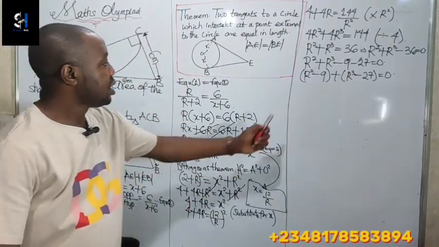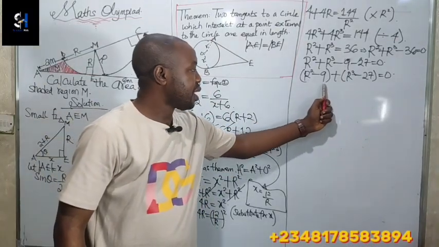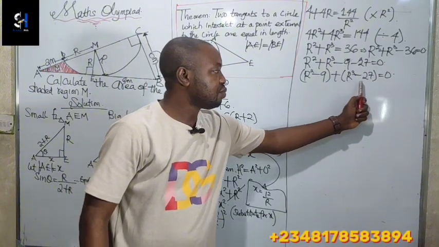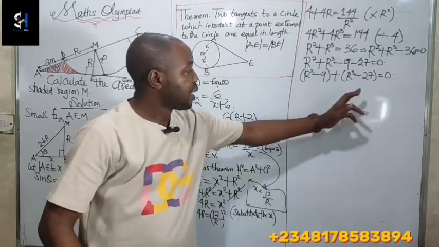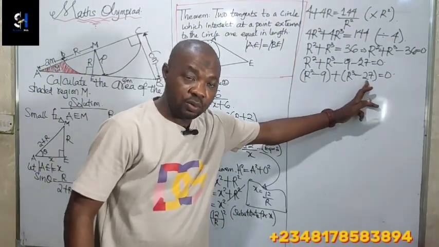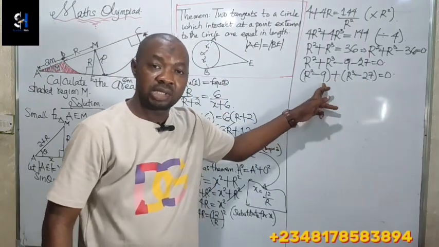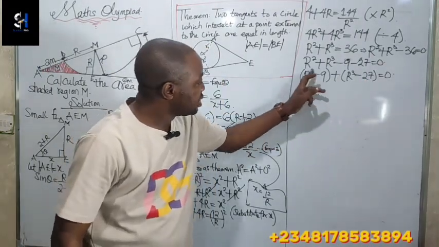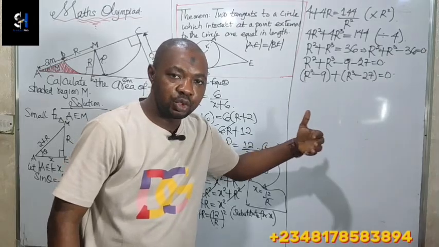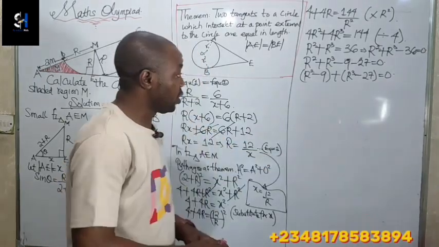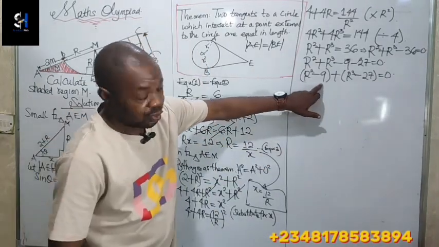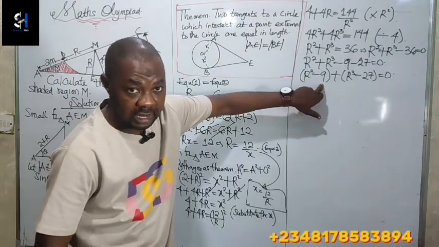Now, here we have r squared minus 9, and here we have r cubed minus 27. Like I said, 27 is a cube number, and 9 is a square number. So we can write this as the difference of two squares. And we know that the exponential representation for 9 will be what?